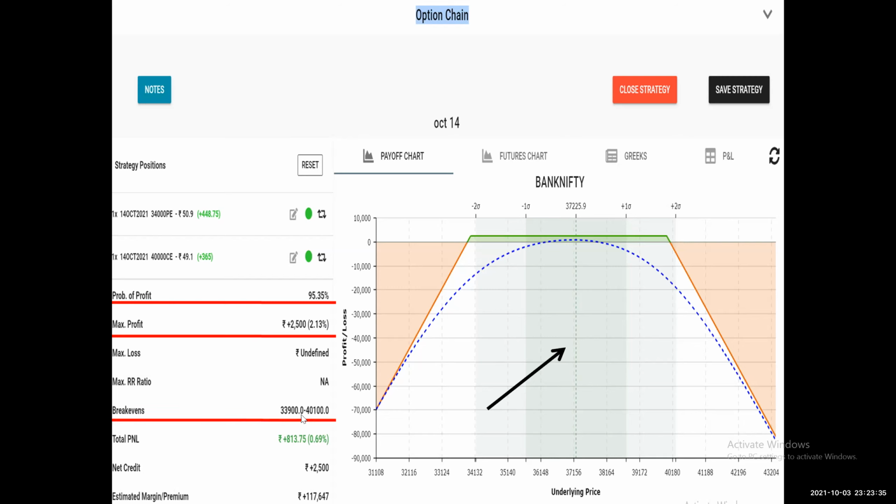What are the break evens? So long as I am within this range, I am going to be profitable. This is the total P&L which is standing at present. And the last line is the net premium which has been utilized to make this strategy.